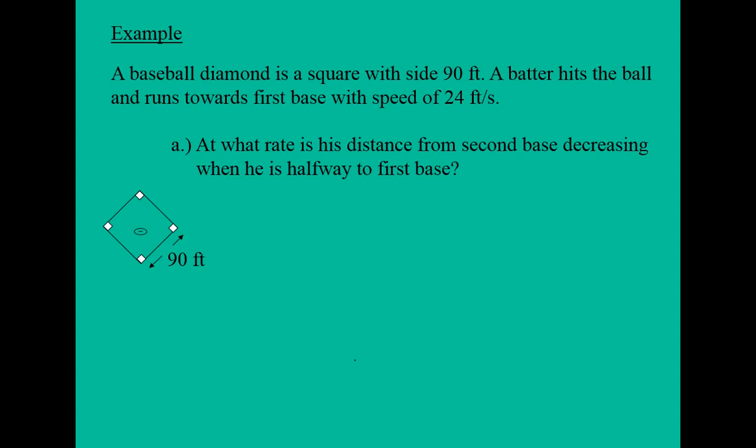A baseball diamond is a square with sides 90 feet. A batter hits the ball and runs towards first base with a speed of 24 feet per second. At what rate is his distance from second base decreasing when he is halfway to first base?